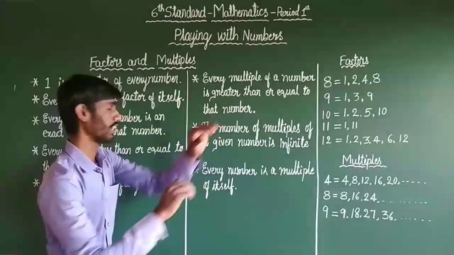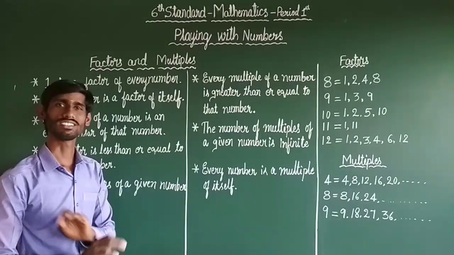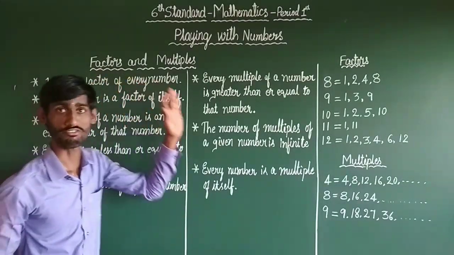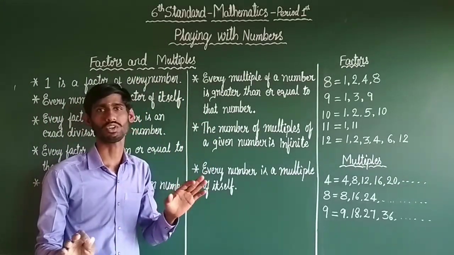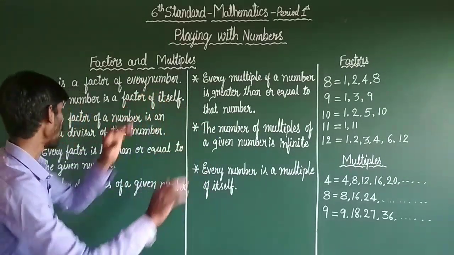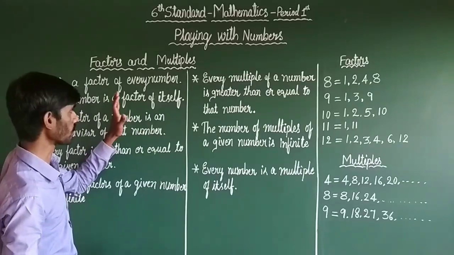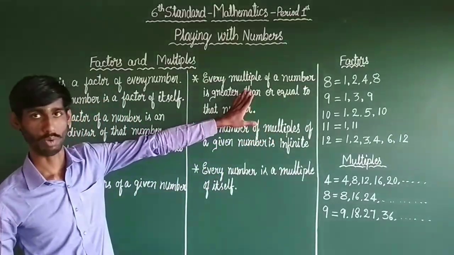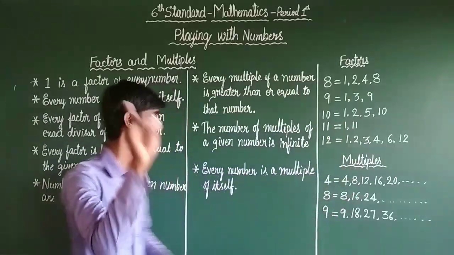Observe here, Chotu. These are very important properties of multiples and also factors. Very important properties and also very easy. Observe here, this belongs to factor properties. This belongs to multiple properties. These are all examples. Observe carefully.